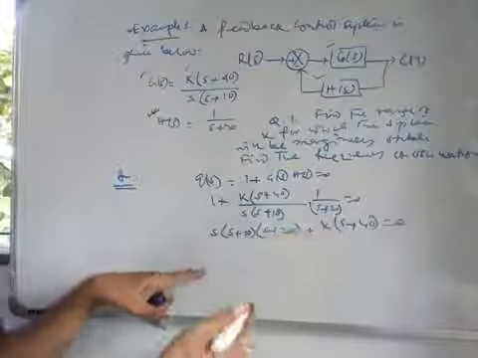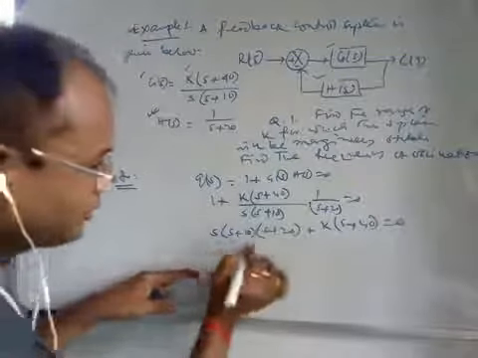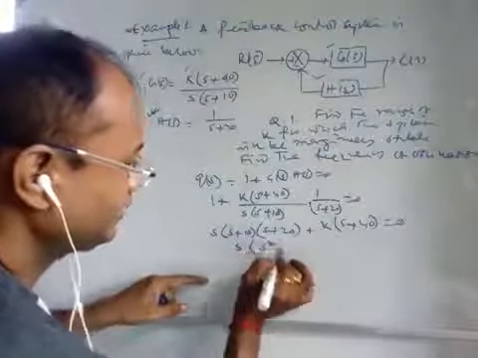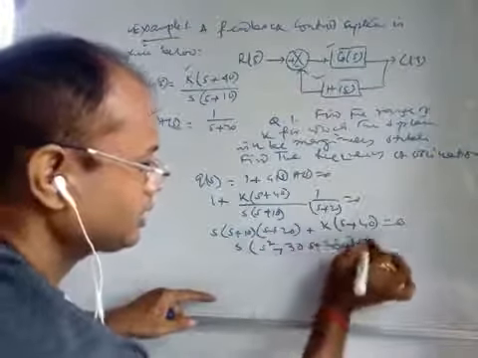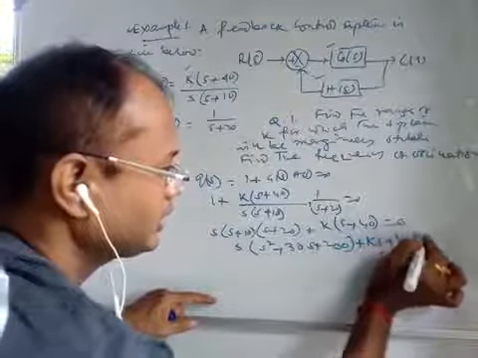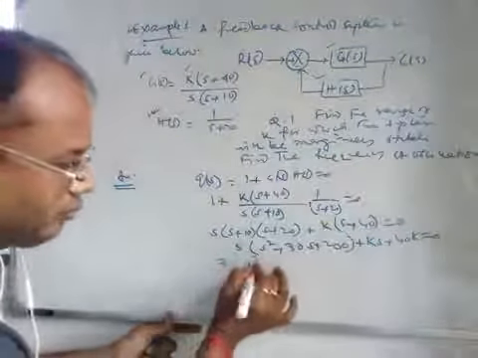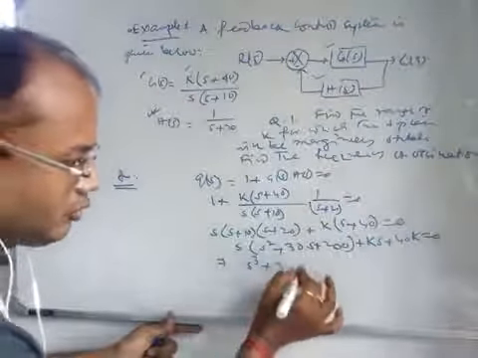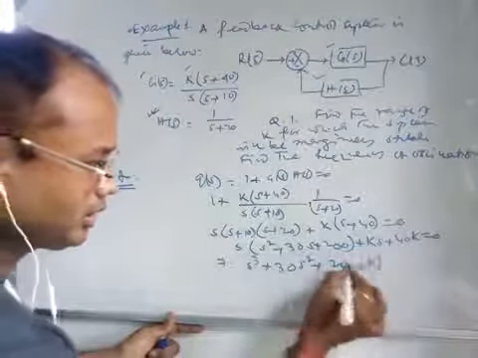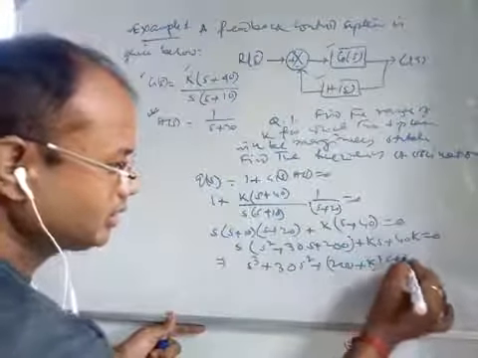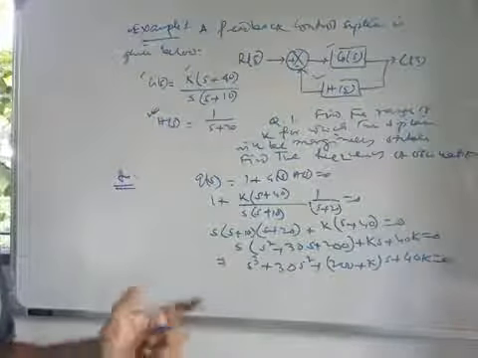Now if you solve this, what will you get? You will get s into (s square plus 30s plus 200) plus K(s+40) equal to 0. And so this is your s cube plus 30 s square plus (200 plus K)s plus 40K equal to 0, right? So this is the characteristic equation.